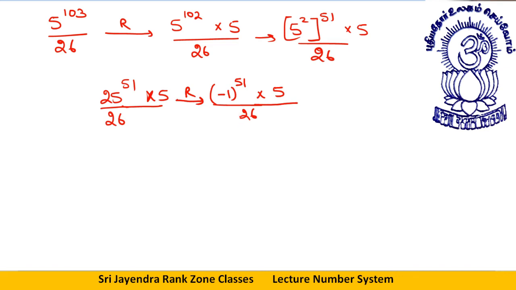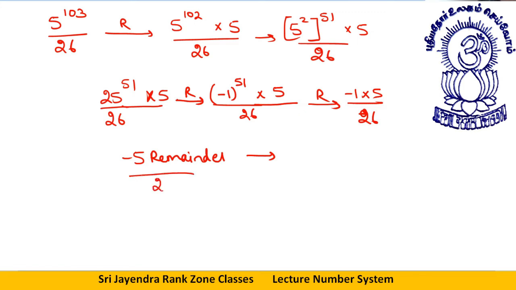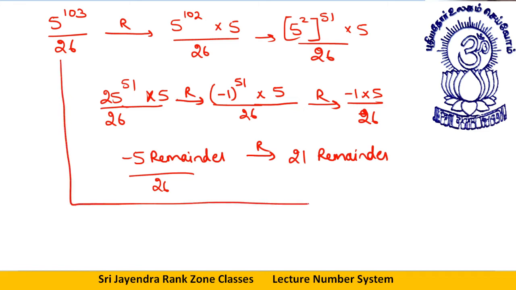Now this is the main concept. Look, here what I get, now I get a remainder of minus 1 into 5 divided by 26, or I can say minus 5 remainder, which can further be written down as minus 5 remainder when divided by 26. So this remainder will be 26 minus 5, or you can say 21 will be the remainder. 21 will be the remainder in this particular case.